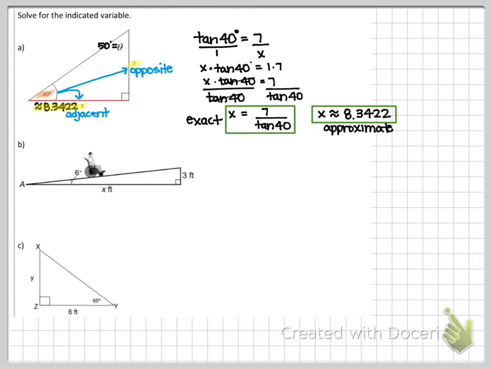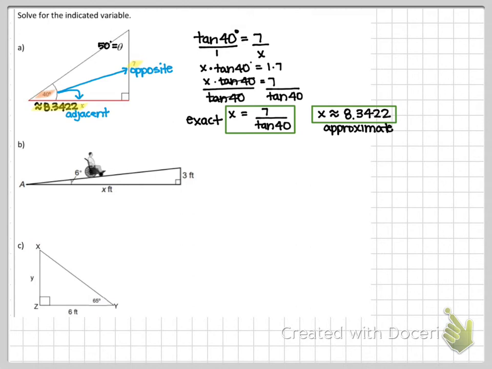So, looking back at the angles, notice that 40 degrees is the smallest angle in this triangle, which means the side opposite the smallest angle, 40, must be the smallest side, 7. Additionally, if we take a look at that 50-degree angle and we look opposite it, the 50 is the medium-sized angle, so the 8.3422 should be the medium-sized side. So, does it make sense? Yes, it absolutely does.